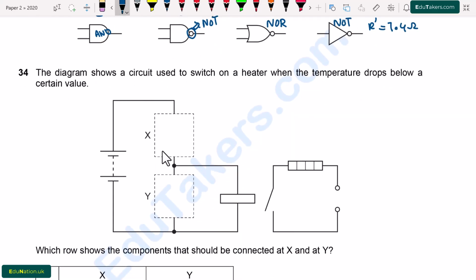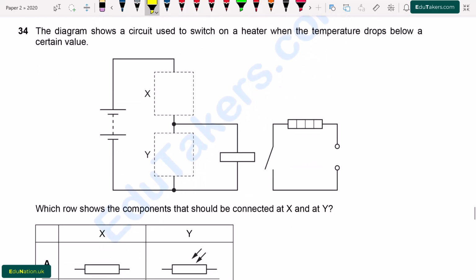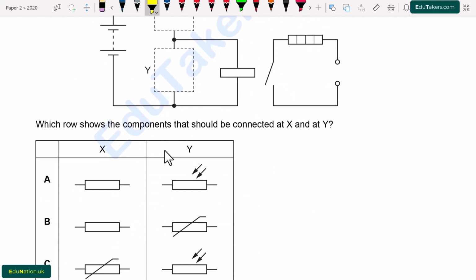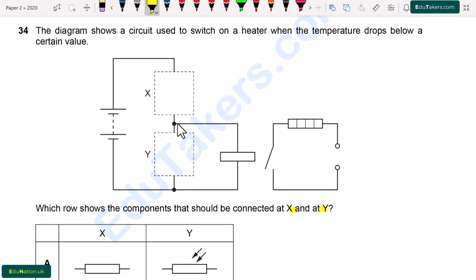Question number 34. The diagram shows a circuit used to switch on a heater when the temperature drops below a certain value. So here is a circuit which is used to switch on a heater. Which row shows the component that should be connected at X and Y? So which of the following components are connected at X and Y in the circuit in order to switch on the heater?